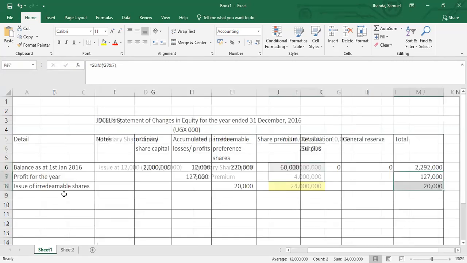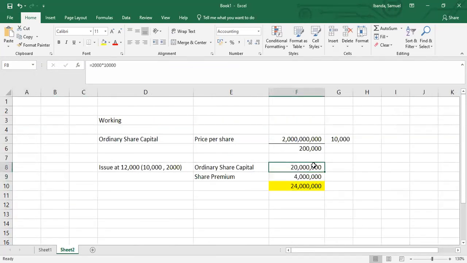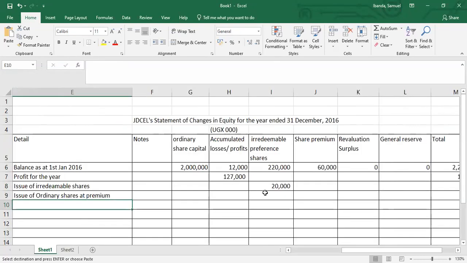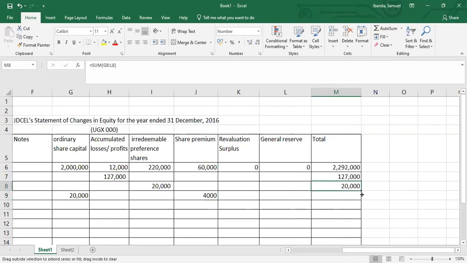So if I come here, I'll say issue of ordinary shares at premium. I'll put the 20 million under share capital. So this will be actually 20,000 now, based on the degree of precision. And then for share premium, I'll put 4,000 there, as a positive, as we can see there. So I'll just get my total here. So that is what I basically have.